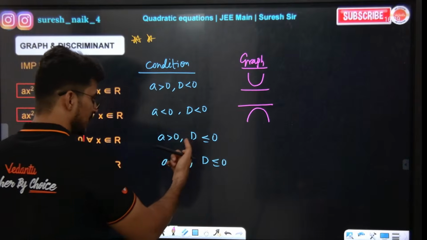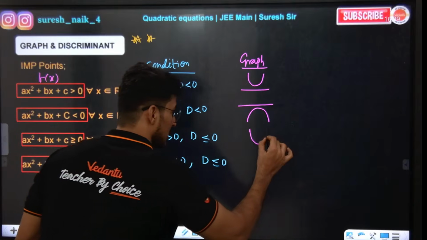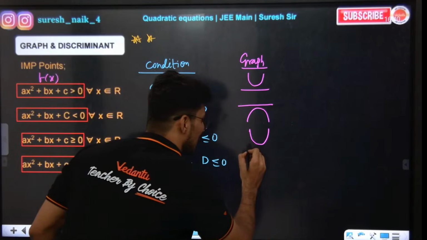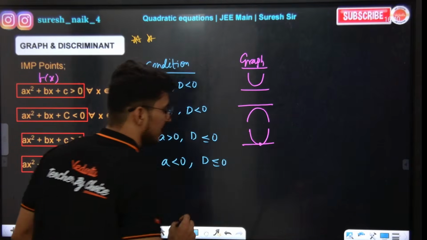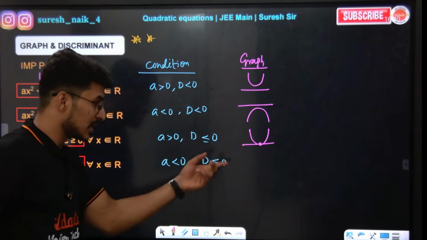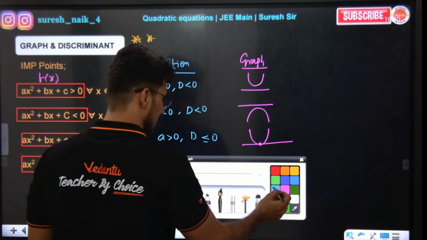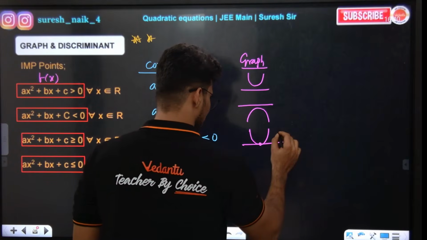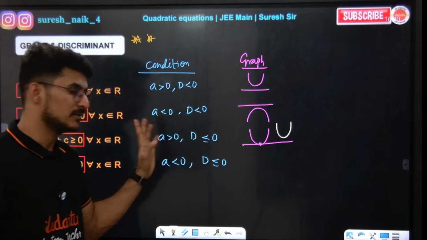Sir, in this case the graph will be, sir, A positive, upward graph. D lesser than or equal to 0 means the graph touches the x-axis exactly at one point. Touches. It can be a possibility. Are you getting the point or not? Tell me. So the graph can be even like this. Sir, why can't the graph be like this? The graph can be even like this. Okay, wow, the graph can be like this also in this case.